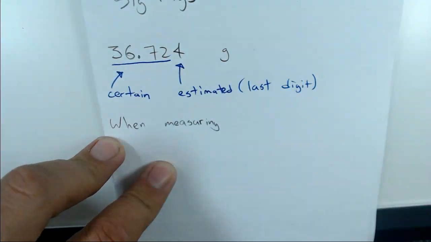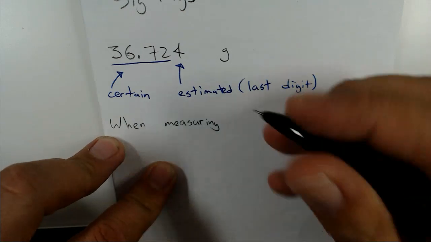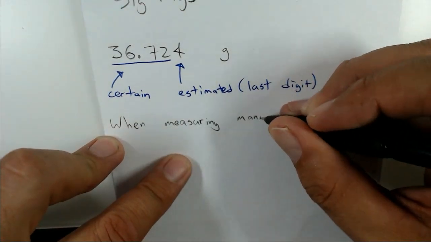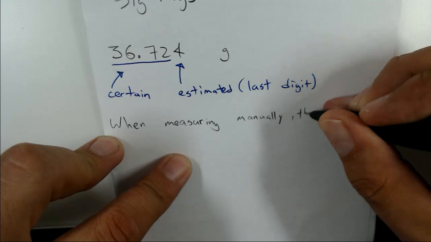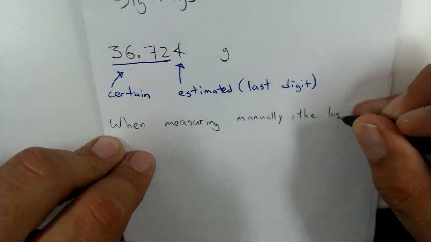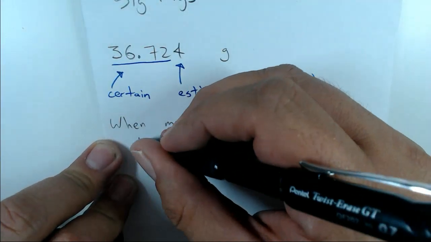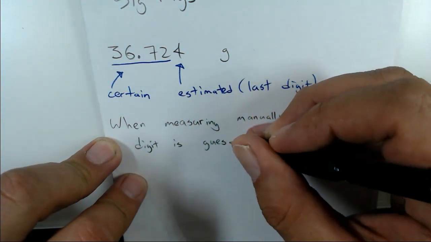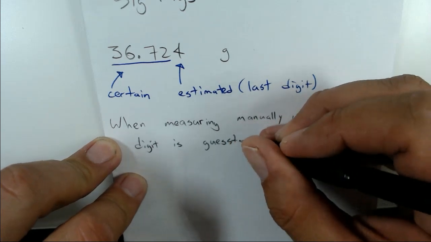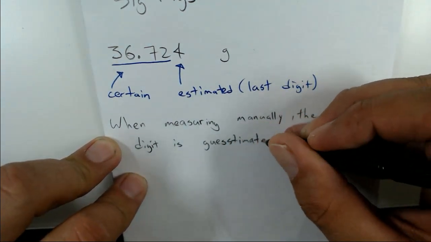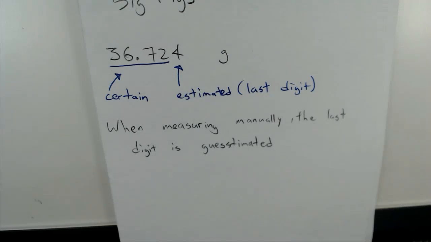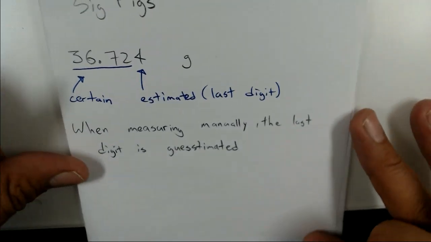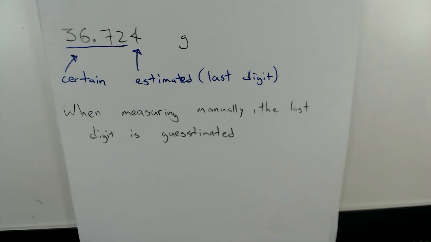All right, so when measuring manually, the last digit is estimated. Or I like to say guesstimated. So this is the case of what you're going to have to do when you're working with, say, a ruler or a graduated cylinder, anything you're doing manually. You need to make sure that you estimate out one extra digit.